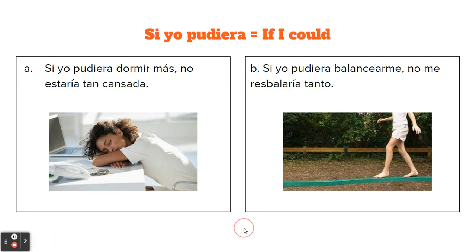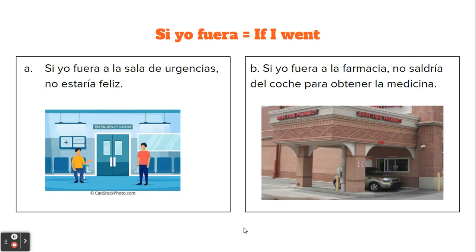Y finalmente, si yo fuera, if I went. Si yo fuera a la sala de urgencias, no estaría feliz. If I went to the emergency room, I wouldn't be happy. And last example, si yo fuera a la farmacia, no saldría del coche para obtener la medicina. If I went to the pharmacy, I would not get out of the car to get the medicine.